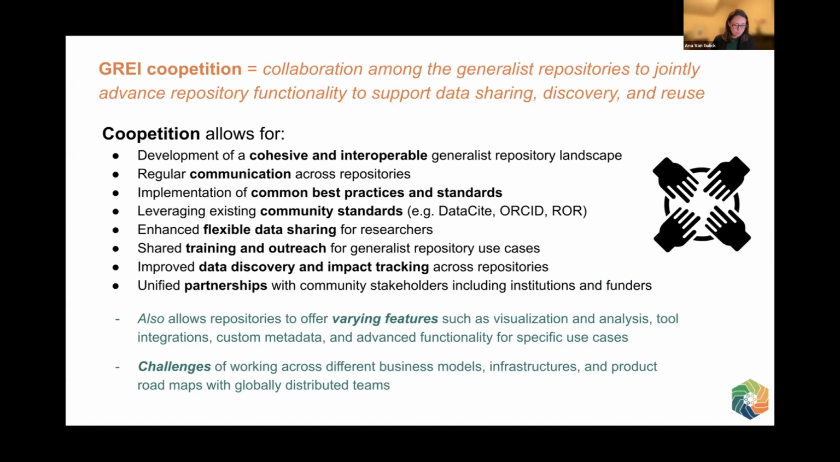The GRAE co-opetition model allows all of these 7 repositories to form a collaboration amongst ourselves to jointly advance repository functionality to support data sharing, discovery, and reuse. This is really a unique opportunity that we're grateful to NIH for recognizing the importance of generalist repositories in this space, and for allowing us to come together.